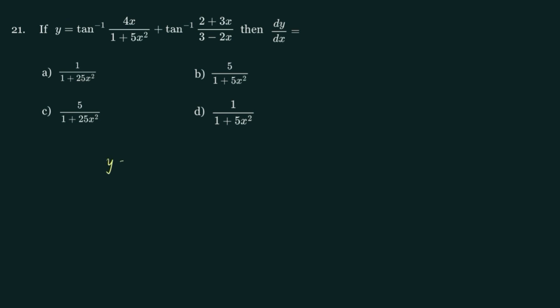So here, y equals tan inverse. Now see, this 4x can be written as (5x minus x) whole divided by 1 plus 5x square can be written as 5x into x. Plus, in the second term we will divide both numerator and denominator by 3. Then it will be (2 by 3 plus 3x by 3, which is x) whole divided by (3 by 3 is 1) minus 2 by 3 into x.